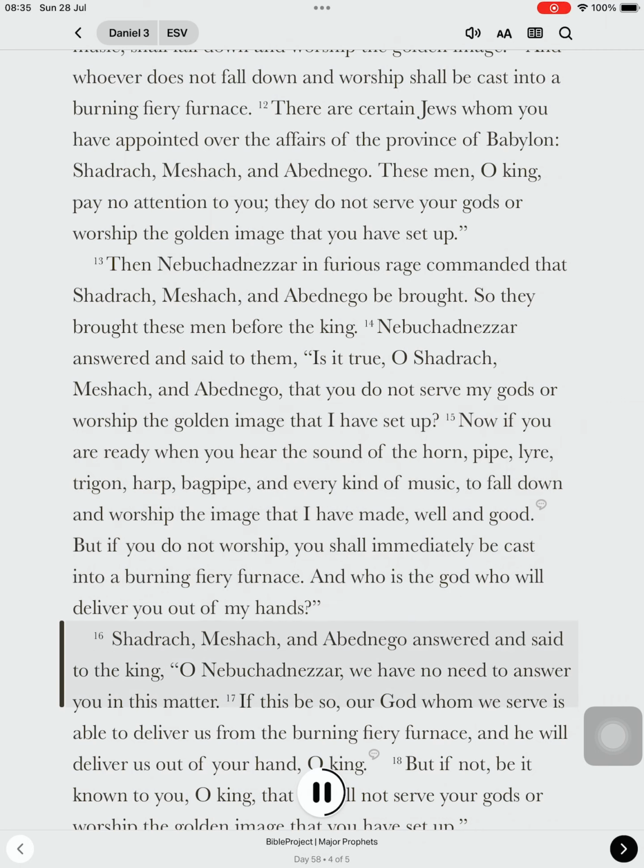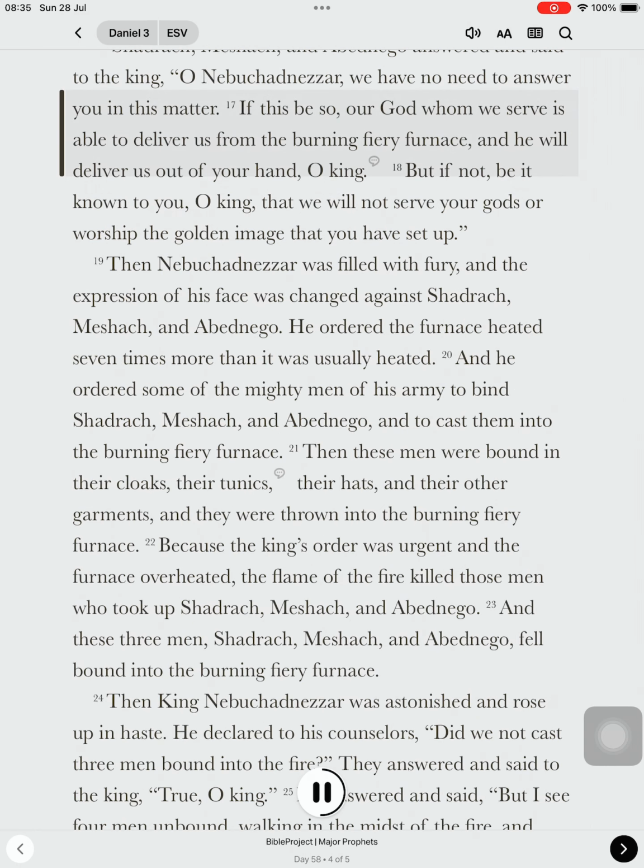Shadrach, Meshach, and Abednego answered and said to the king, "O Nebuchadnezzar, we have no need to answer you in this matter. If this be so, our God whom we serve is able to deliver us from the burning fiery furnace, and he will deliver us out of your hand, O king.